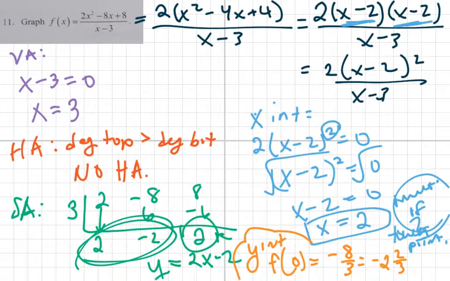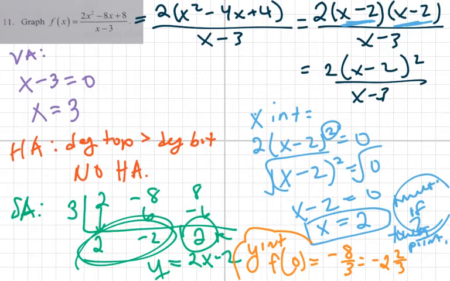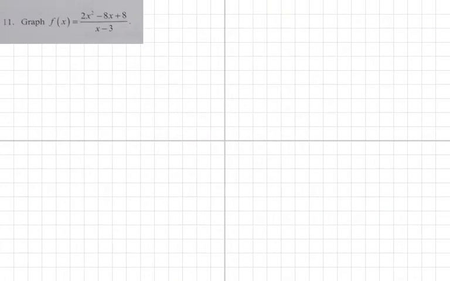So let's start graphing it. Our vertical asymptote was purple, so I'm going to put that in purple, and that was at x equals 3, so I'm going to draw that in right here. Okay, we have a slant asymptote. We had no horizontal asymptote, but we did have a slant asymptote. So I'm going to graph that.